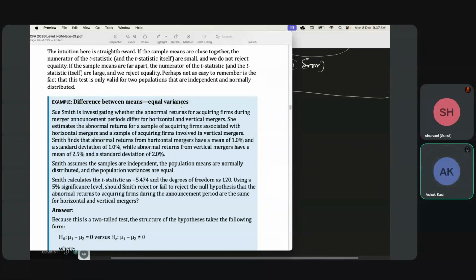Smith finds that abnormal returns from horizontal mergers have a mean of 1% and a standard deviation of 1%, while abnormal returns from vertical mergers have a mean of 2.5 and a standard deviation of 2%.